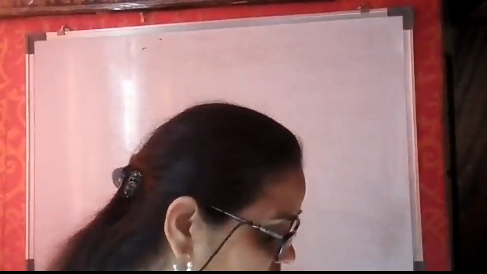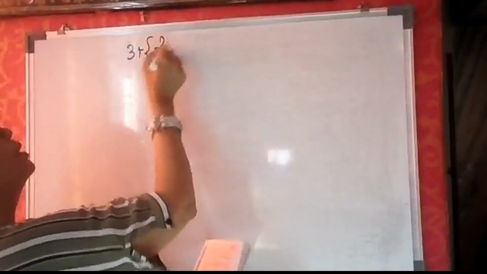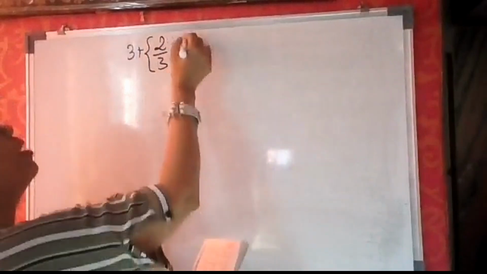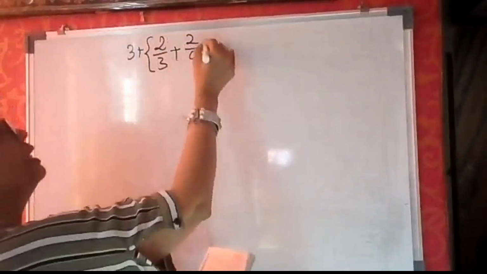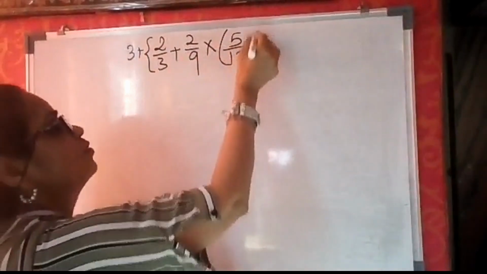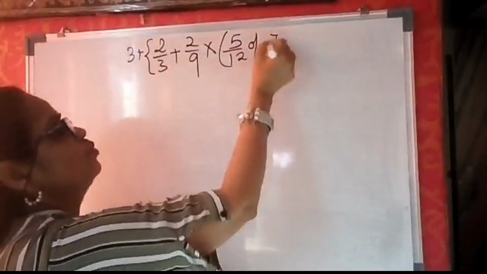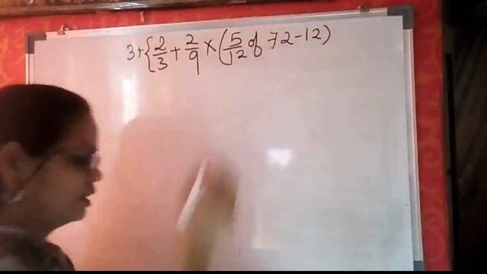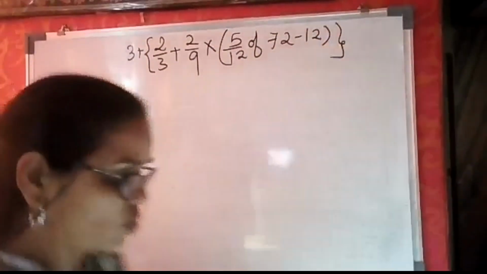in our BODMAS rule. We have seen in our BODMAS rule, we have done the bracket sum. Now we will solve one sum on 'of'. The question is 3 plus curly bracket 2 upon 3 plus 2 upon 9 multiplied by round bracket 5 upon 12 of 72 minus 12, this bracket over and this also gets over.